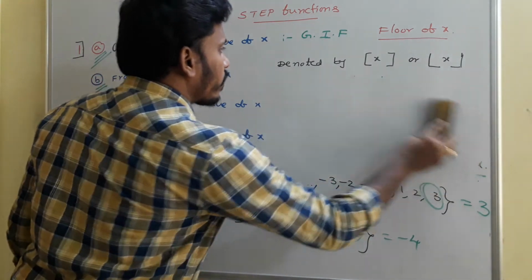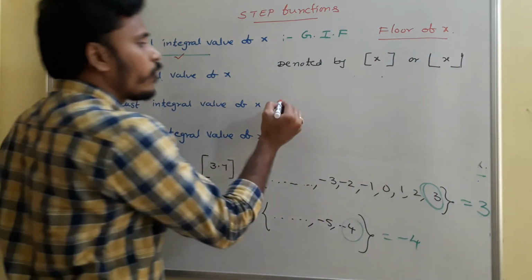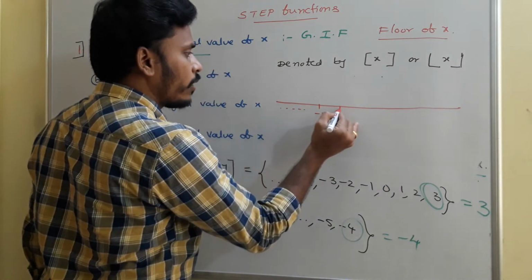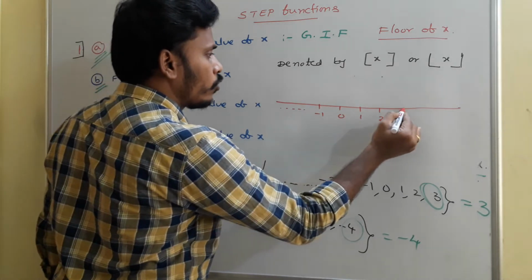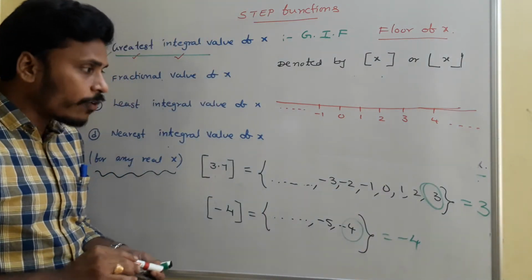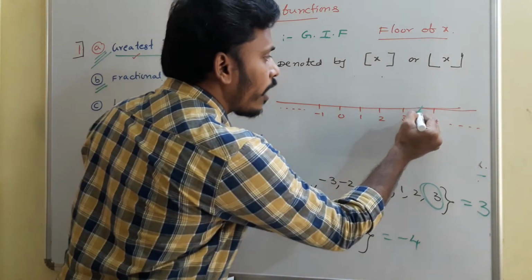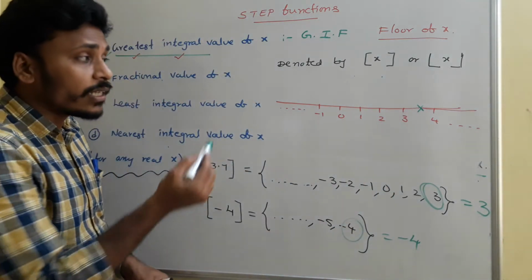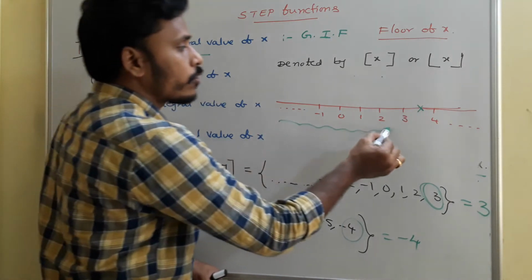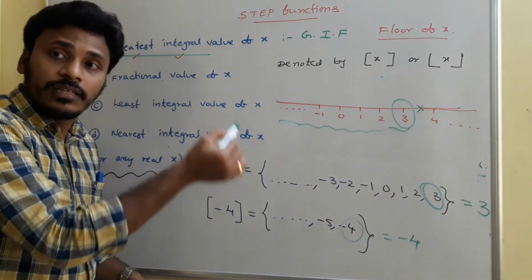Suppose you are trying to identify step of 3.7. If you look at the number line, all the integers I have: somewhere -1, 0, 1, 2, 3, and then 4. The number 3.7 is somewhere in between 3 and 4. All these integers are less than or equal to 3.7, and among all those integers, 3 is the greatest, and 3 is your answer.